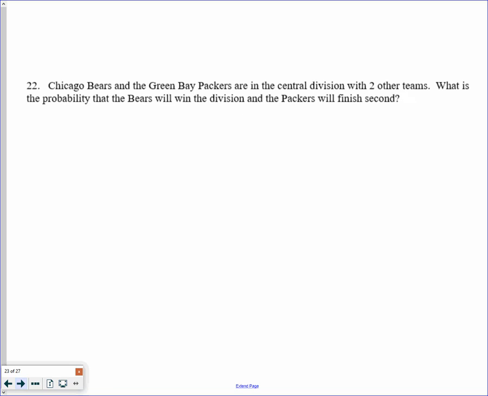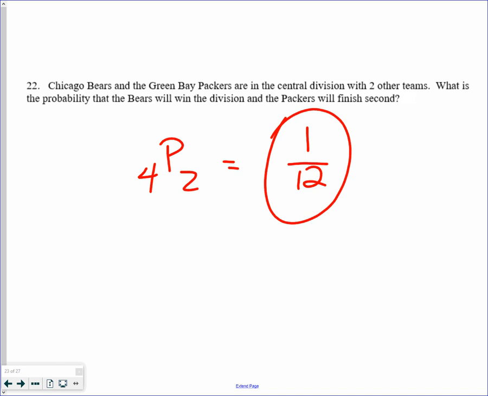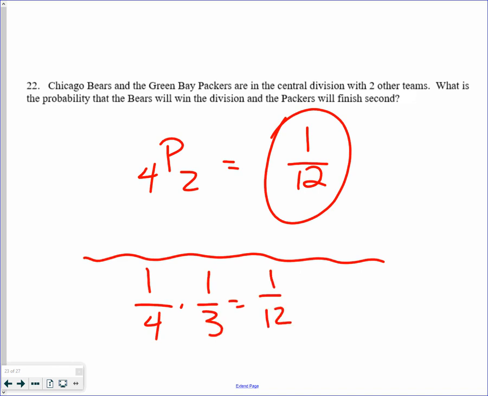The Chicago Bears and the Green Bay Packers are in the Central Division with 2 other teams. So there's 4 teams total. What is the probability that the Bears will win the division and the Packers will play second? This is a permutation because you're talking about first and second. Okay? So there's 12 possibilities, and the chances that one will occur is a 1 in 12 chance. Now, there's other people that might do it this way. The Bears have a 1/4 chance of winning the division, which means the Packers have a 1 in 3 chance of getting second, which also gets you 1/12.